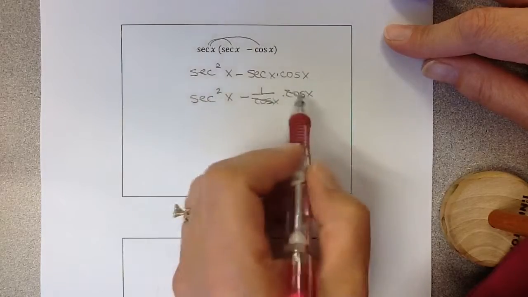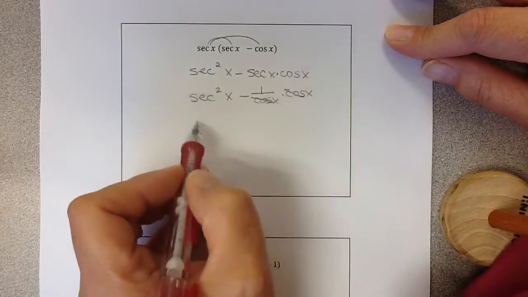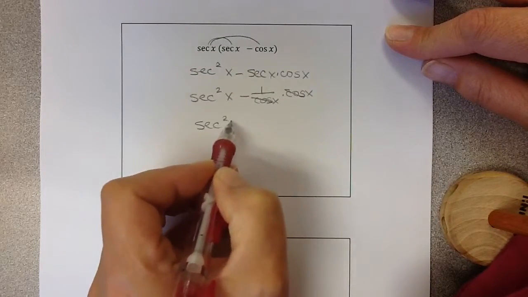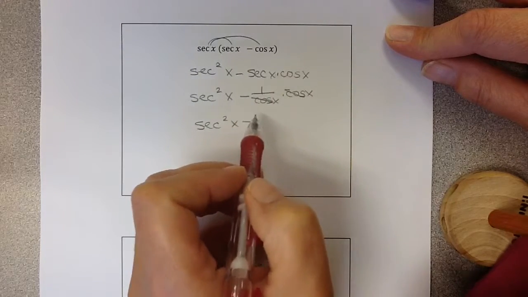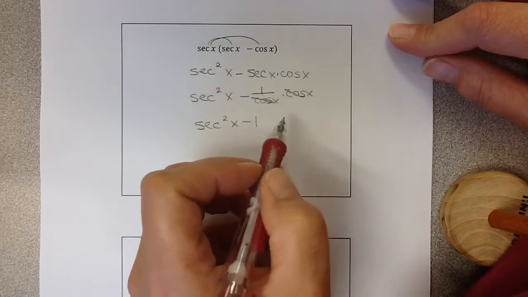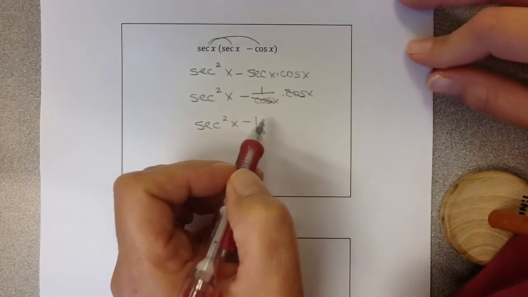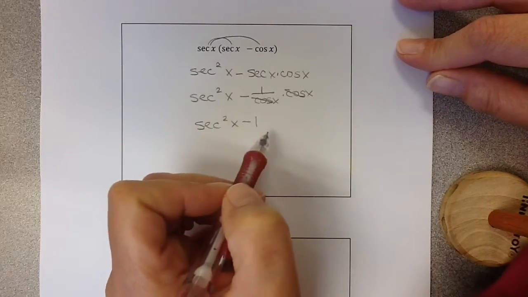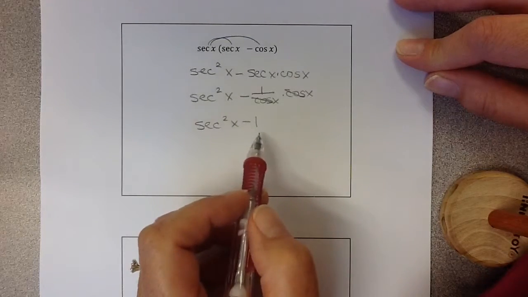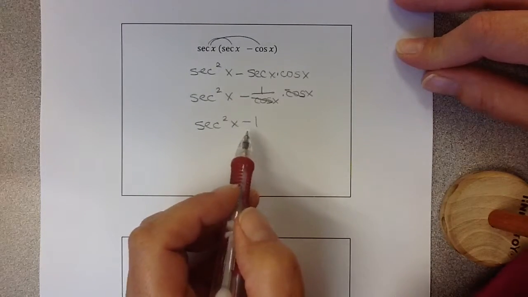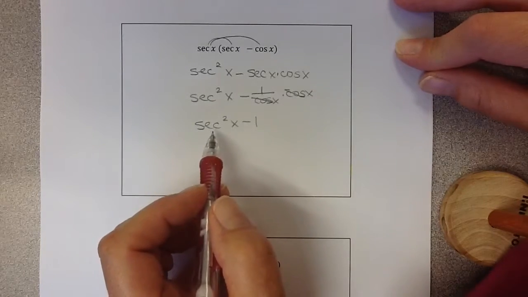In which case you can skip this step that I just wrote down and go straight to secant squared x minus 1. So if you see that reciprocals go to 1, you can skip that step, and I assume that you understand that reciprocals always have a product of 1. Okay, what's left has a squared and a 1 in it, which makes me think, oh, it might have something to do with the Pythagorean identity.